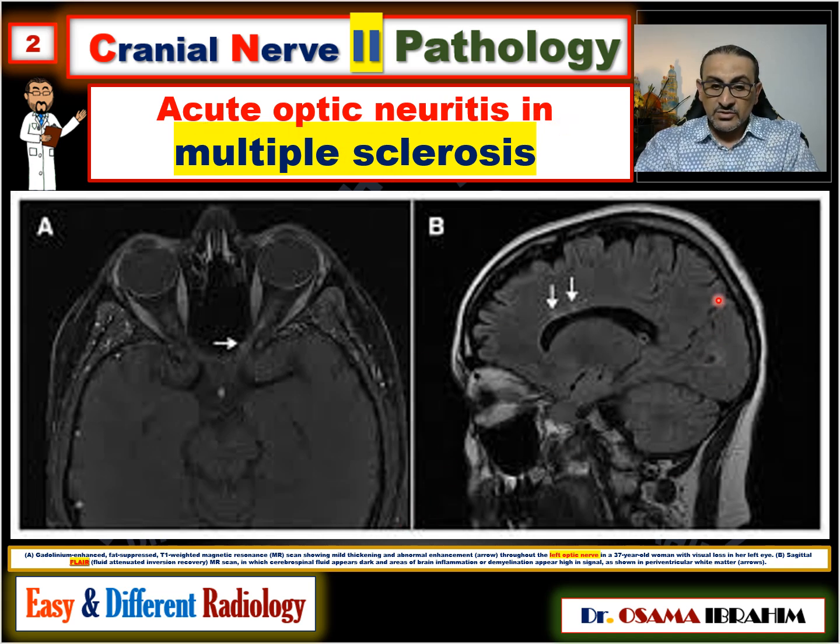This is a FLAIR image, sorry, showing abnormal high signal foci perpendicular to the ventricles, confirming the diagnosis of multiple sclerosis with this enhancing component in the optic nerve. So this is the description of the disease, acute optic neuritis in multiple sclerosis.